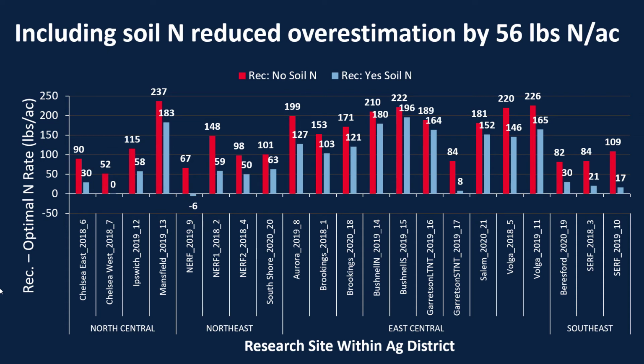And we can see in the majority of these sites, if not actually every single one, that blue line is closer to 0 than the red line, showing a more accurate recommendation when we add soil test nitrogen. It actually reduces the amount we're overestimating our fertilizer recommendations by 56 pounds of nitrogen per acre on average. So again, we see the importance of using and getting soil test nitrogen in our recommendation system.